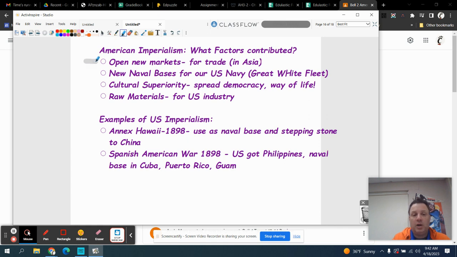So number one, it's going to open up new markets for our trade, especially Asia. So people who are willing to buy our goods. So our industry is booming. In order to deal with our surplus of goods, you want to open up new trade markets. It's just like if you have a booming business, you don't want to have just one store if your products are in high demand. You want to open up new stores.